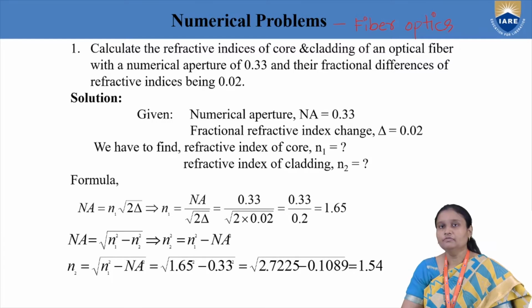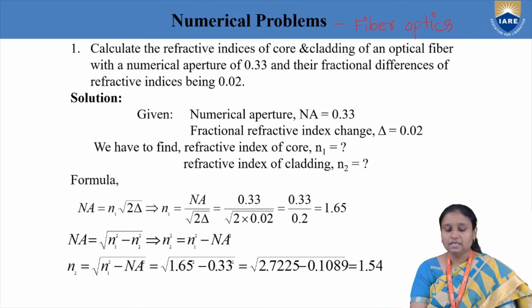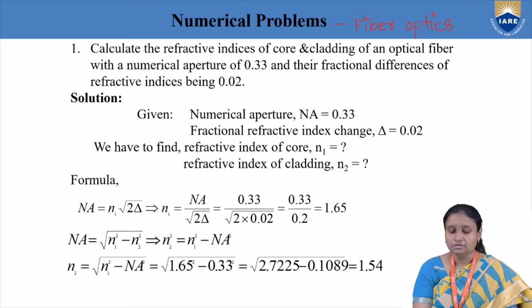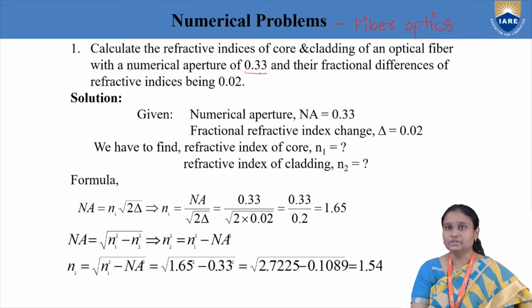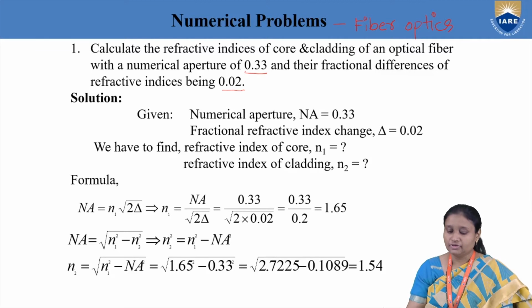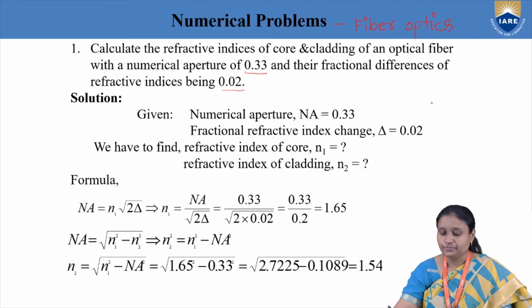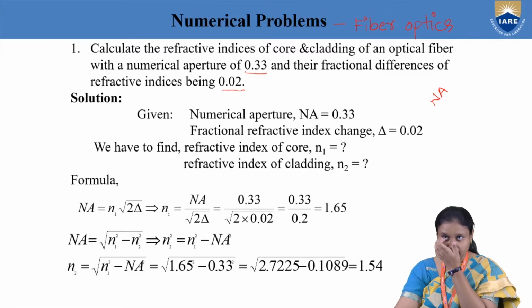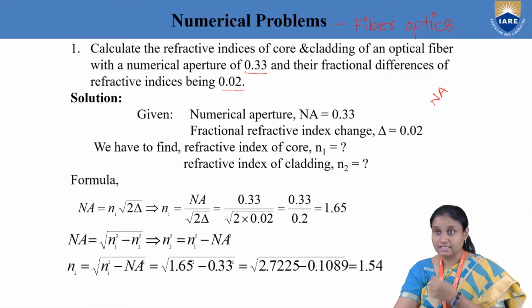Coming to these problems, the first problem given: calculate the refractive indices of core and cladding of an optical fiber with a numerical aperture of 0.33 and fractional difference of refractive index 0.02. What is given here? For an optical fiber, data given is numerical aperture. So what is numerical aperture of an optical fiber? Numerical aperture of an optical fiber is light gathering capacity, and it is numerically equal to sine of acceptance angle. So numerical aperture is given as sine of acceptance angle.